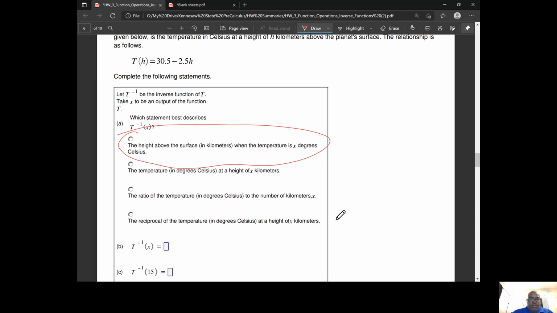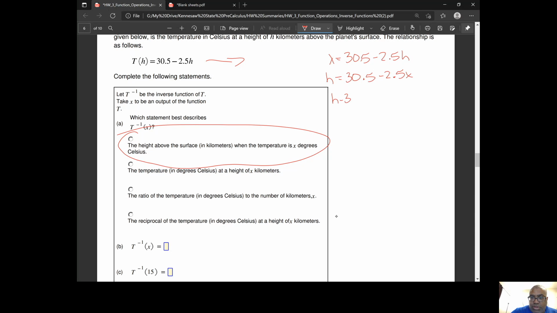All right. T inverse of x. Okay, so T inverse of x means just calculate the inverse. So we'll take this one. x is equal to 30.5 minus 2.5h. So we switch it. h is equal to 30.5 minus 2.5x. And then we solve for h.